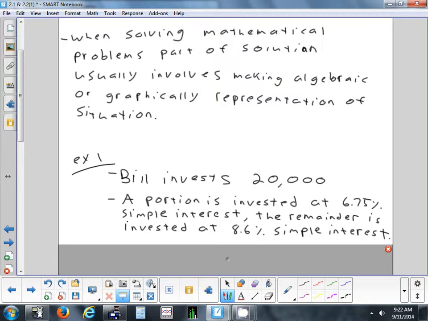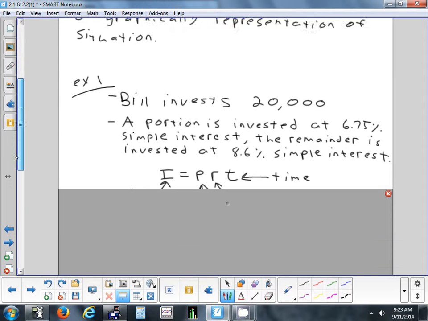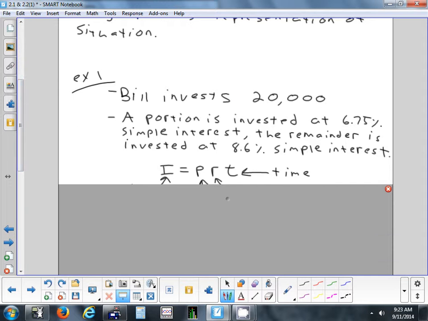What would we do if he invests, say, X dollars in one account? How much does he have left to put in the other account based on his total and the fact that he invested X in one of them? Sam? 20,000 minus X. Yeah, 20,000 minus X. Okay, so that's going to come up. That's going to be important. Okay, the formula you need to use when you're working with simple interest is I equals PRT.